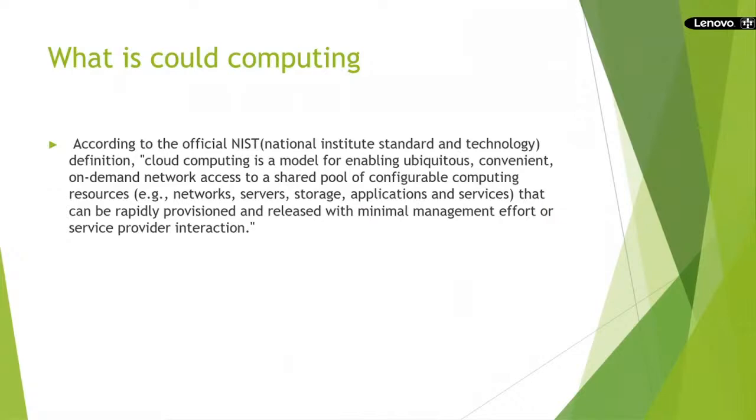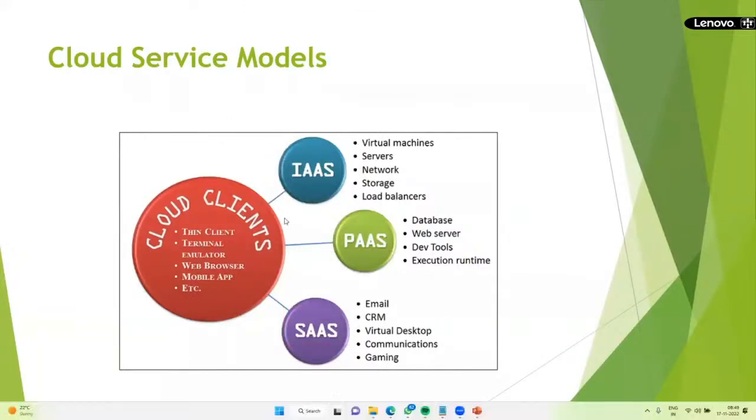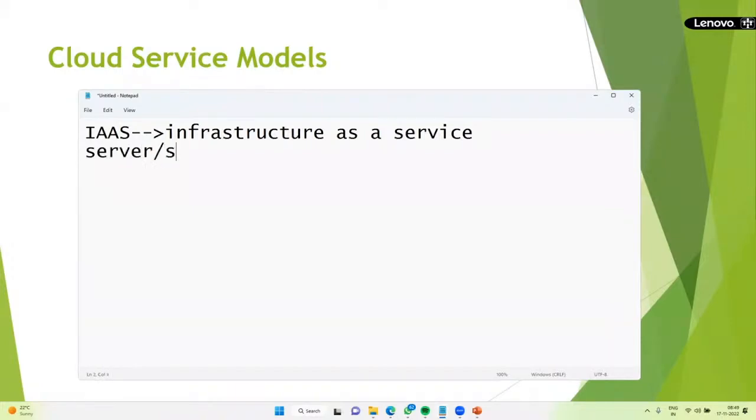So in the cloud, we have three types of services, guys: IaaS, PaaS, SaaS. Based on your business requirement, you can choose which cloud service model is required. First, infrastructure as a service. What is that? Infrastructure means what all things? Server, storage, network, database, load balancer. These all come under infrastructure as a service.